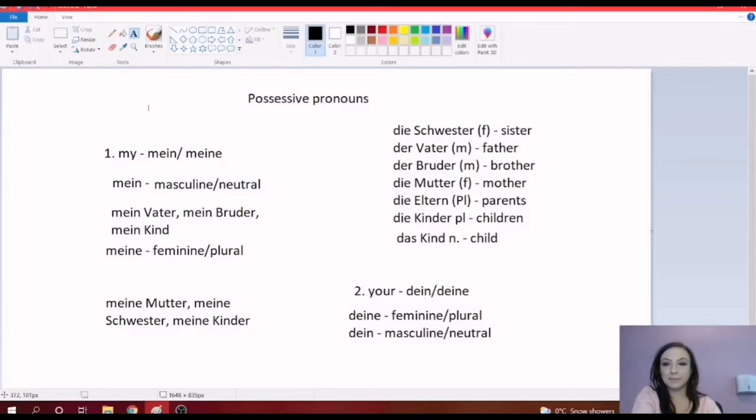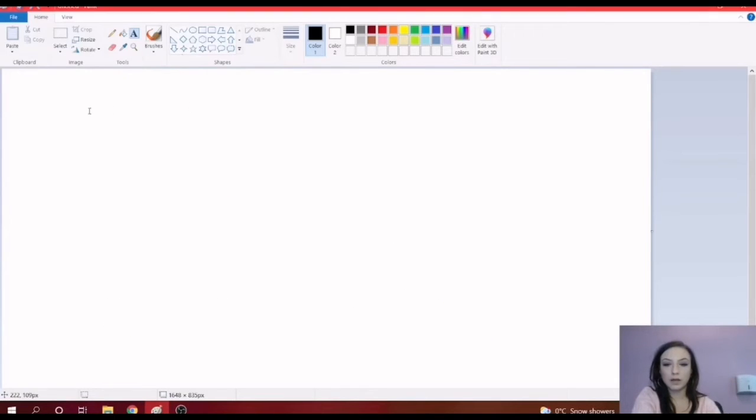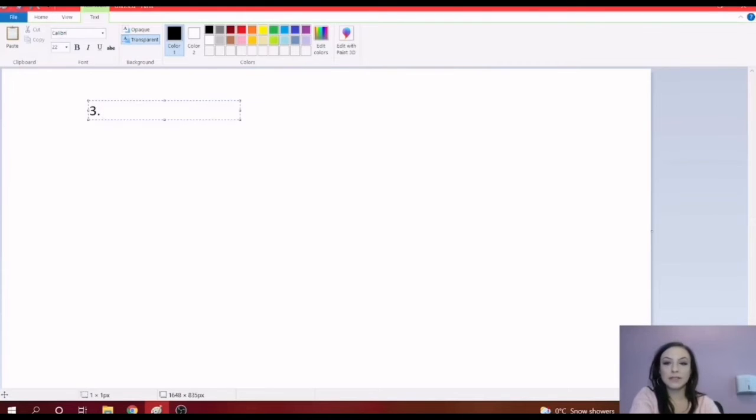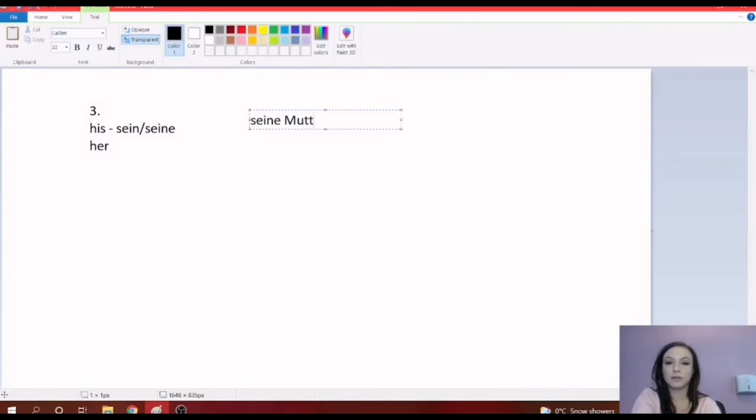Okay, let's see here, third person singular possessive pronoun, because a lot of mistakes happen when it comes to this person. So let's see his. His two forms are sein oder seine. Again, you have to know the gender of the noun. So it would be seine Mutter und sein Vater, zum Beispiel, okay?